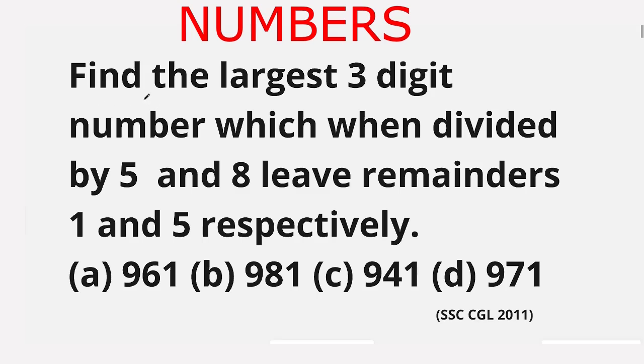Our question is, find the largest 3-digit number which, when divided by 5 and 8, leaves remainders 1 and 5 respectively. The given options are option A, 961, option B, 981, option C, 941, option D, 971. This question was asked in SSC CGL in 2011.